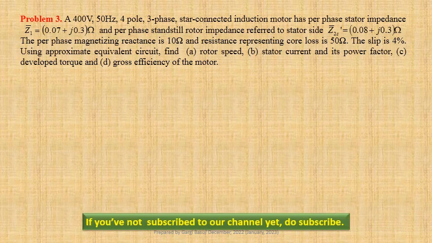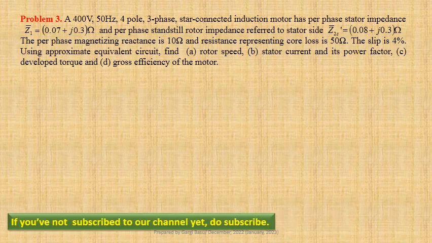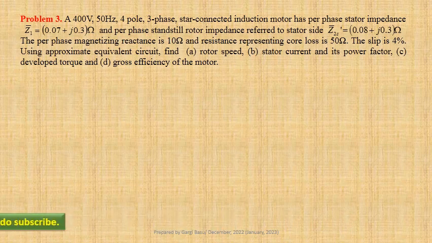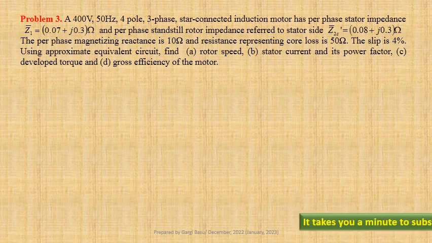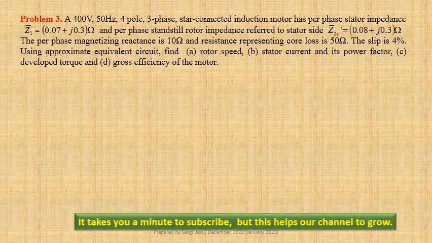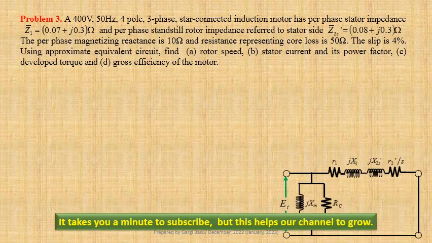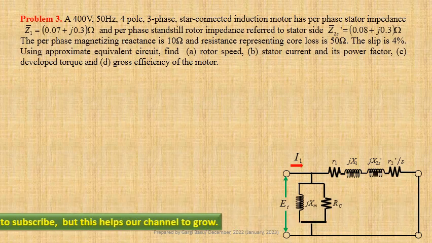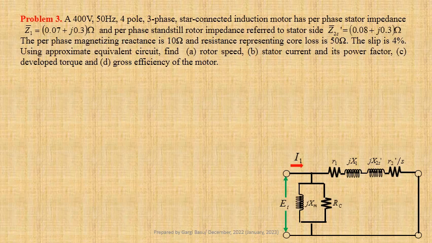and per phase standstill rotor impedance referred to stator side Z2S' equals 0.08 plus j0.3 ohm. The per phase magnetizing reactance is 10 ohm and resistance representing core loss is 50 ohm. The slip is 4%. Using approximate equivalent circuit, we have to determine rotor speed, stator current and its power factor, developed torque and gross efficiency of the motor.